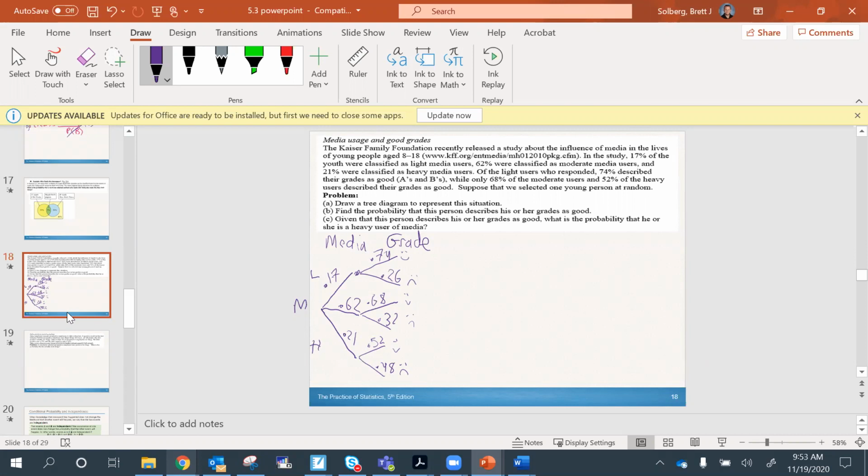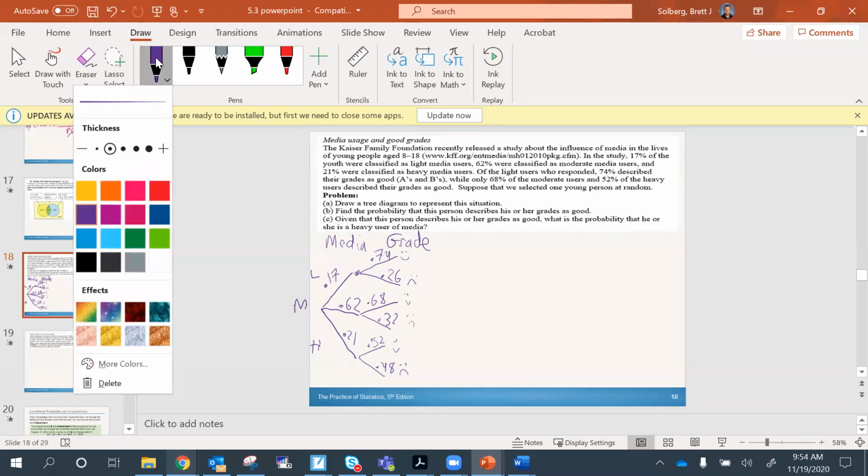Now we want to find the probability that we're randomly going to choose someone and that they have good grades. So what I want to do is calculate the probability that we would choose someone that was either a light user that got good grades, a moderate user and got good grades, or a heavy user and got good grades. Okay, so what I'm going to do here is go through and multiply these to give me all the different percentages, okay?